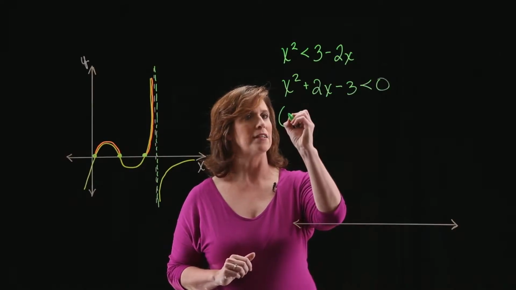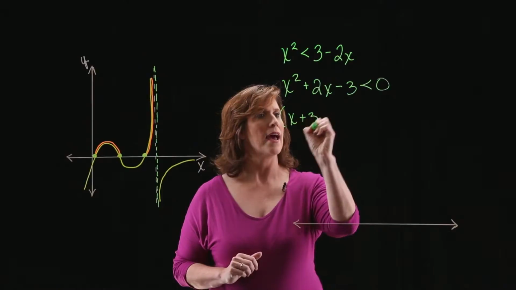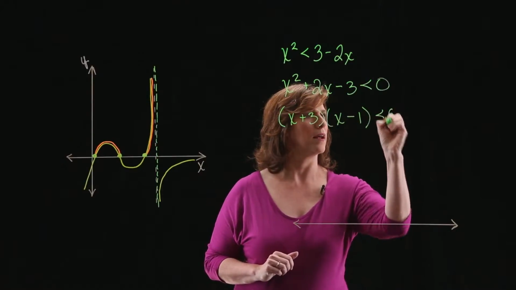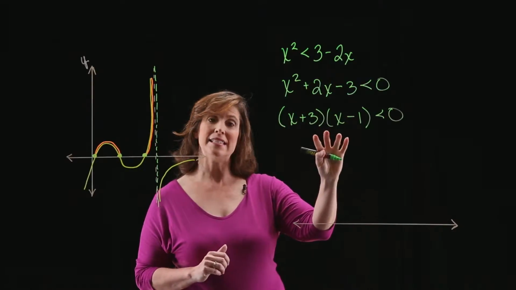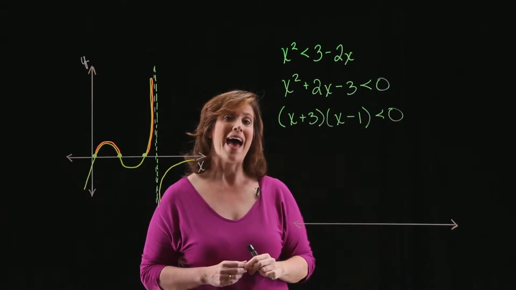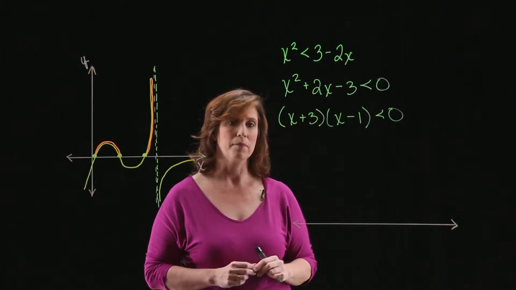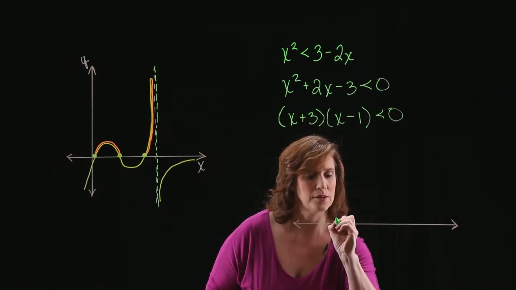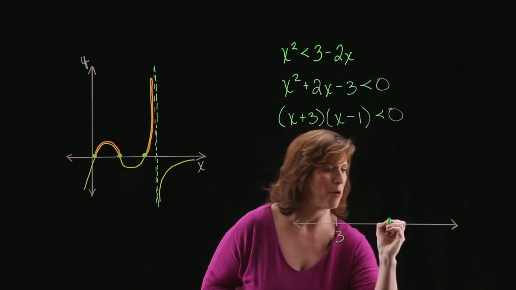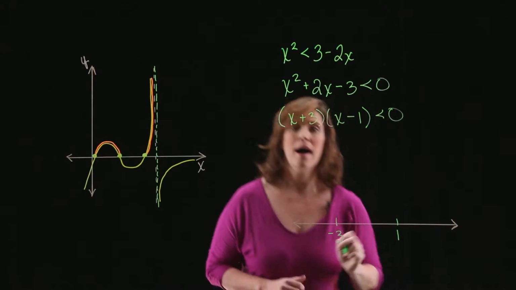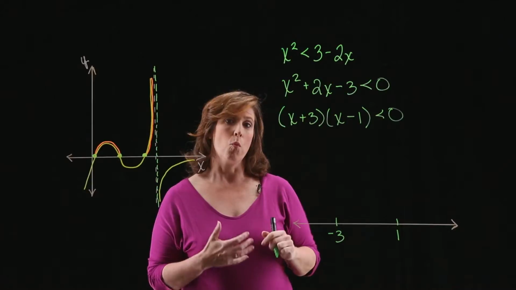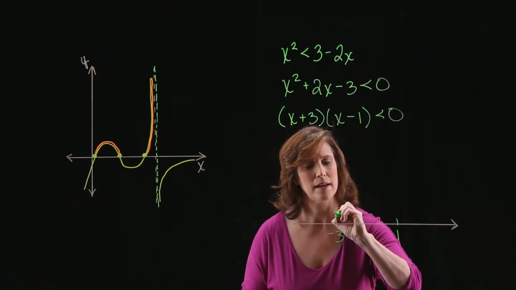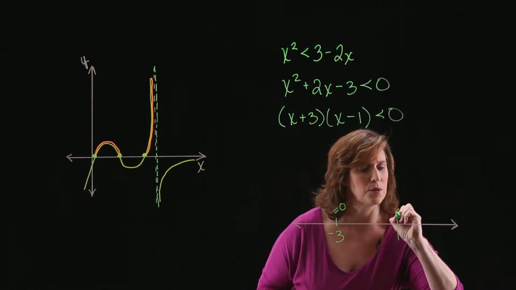So I'll go ahead and factor this into the quantity x plus 3 times the quantity x minus 1. Now I can see that this thing is going to be equal to 0 at negative 3 and at positive 1. So on my number line, I'm going to mark down those values. So here's negative 3 and positive 1. On my number line, I always like to write why I have them marked on my number line. This time, it's because the expression equals 0.